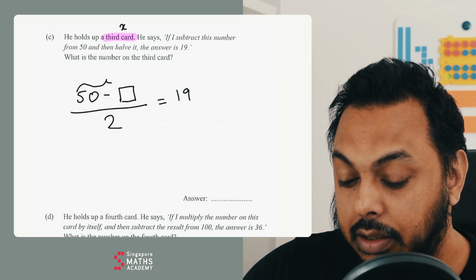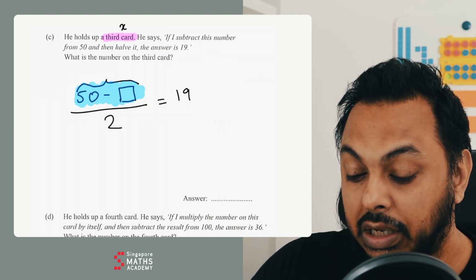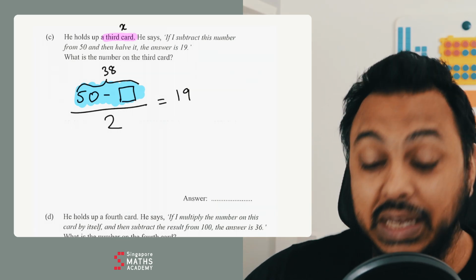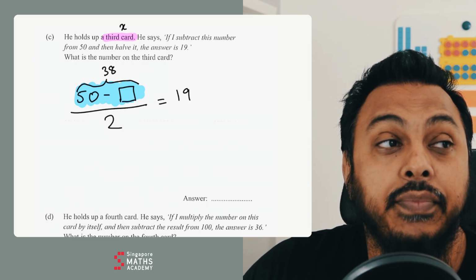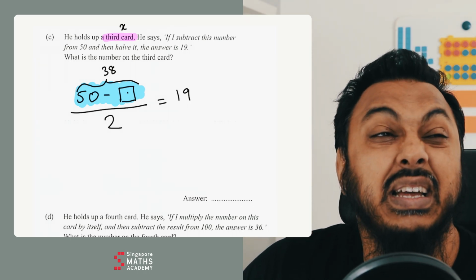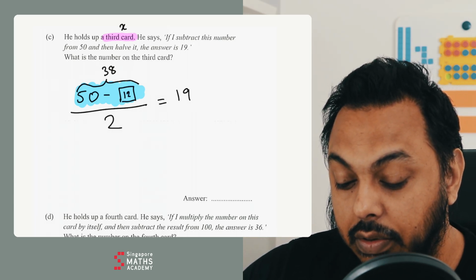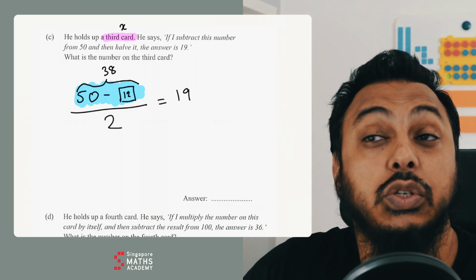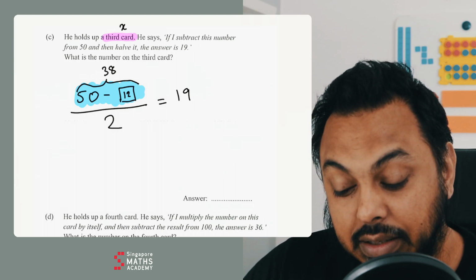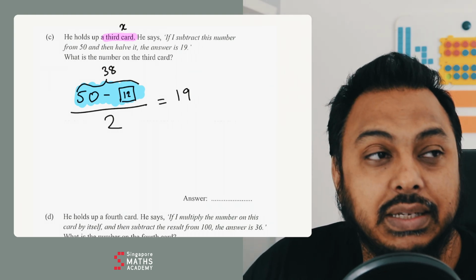So this part here, just this section here, let me shade that in blue, must give me 38, because I know 38 divided by 2 gives me 19, right? And so that unknown number is just going to be 50 take away 38, which is going to be 12. And so I've got 12 here, because 50 take away 12 must be 38. 38 divided by 2 is 19. So we can look at it in this non-algebraic way. We have to use our reasoning skills.